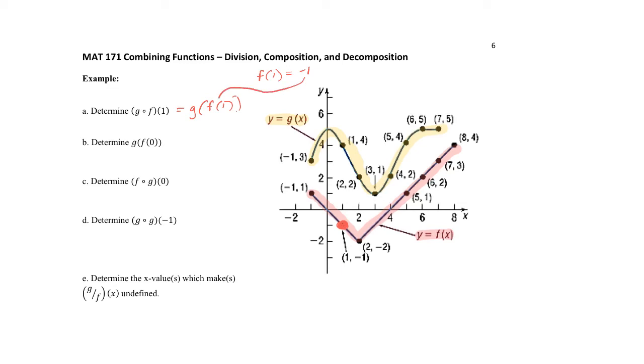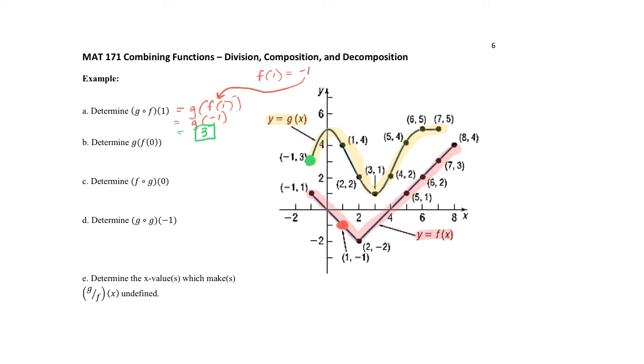So f of 1 is negative 1. So that's the substitution I'm going to make here for f of 1. So now I'm looking at g of -1. So g is the yellow graph, so g of -1 is the point 1, 3. And so I can see that that equals 3. So my final answer is 3. So g composed with f of 1 is 3.